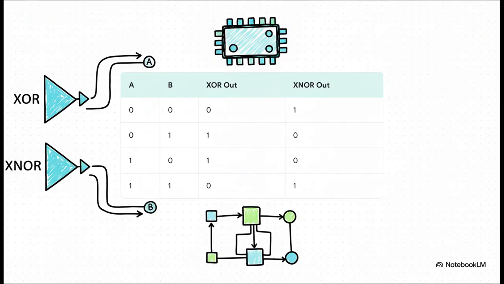And their truth tables show this off perfectly, side by side. Look at the XOR output. A 1 only happens when the inputs are different. 0 and 1. Now look at XNOR. You only get a 1 when the inputs are the same, both zeros or both ones. They're perfect mirror images, designed specifically for checking if two bits are different or if they're equal.